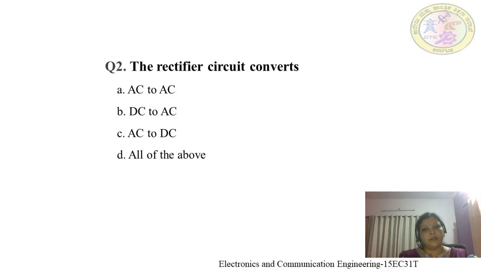The next question: the rectifier circuit converts what? You have to remember this. I have repeated while explaining that the rectifier is the primary device because of which we call that power supply a DC power supply. Come on, answer the question. It converts AC to DC. Hence the answer is C.